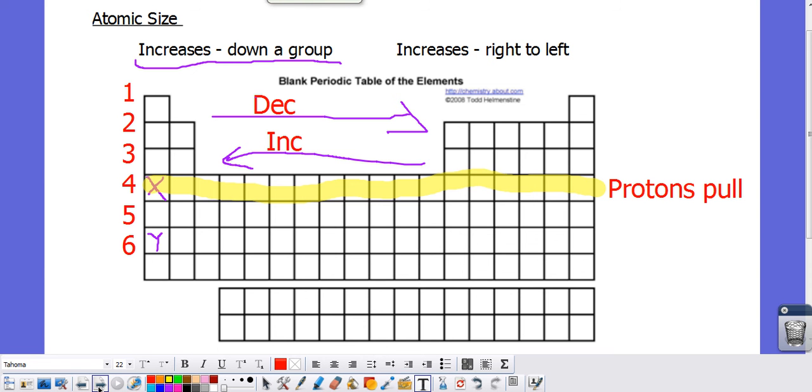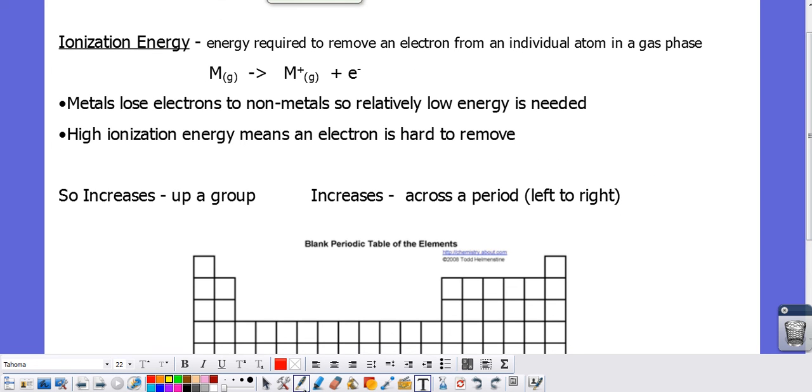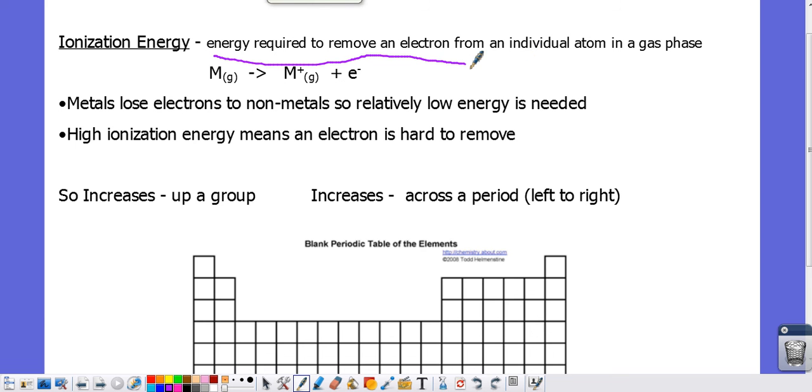This trend of size can be used to help understand other trends. Like say we were trying to remove electrons. Would it be easier to remove from element X or element Y? If I wanted to pluck an electron off, which one would be easier, meaning less energy? Probably Y, because it has more layers of electrons. And that's the case; the trend is the inverse of size. So I'm going to go back to the ionization energy trend. Ionization energy is energy to remove an electron. So before, now the electron has been removed. See? It's no longer attached.